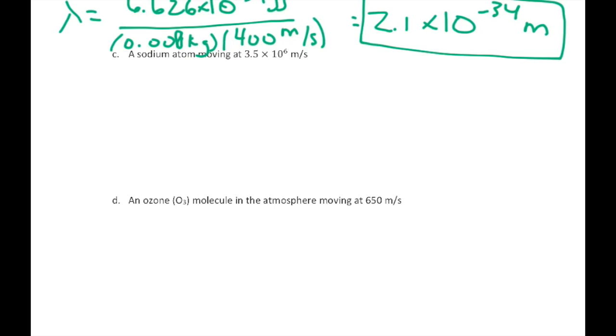Okay, the third one is a sodium atom. So this one's going to be a little bit different. We need to look up the molecular weight of sodium from the periodic table. So it is 23. Well, let's use the exact number, 22.99. Okay, so we need the mass of a single atom. So let's start with the molecular weight, 22.99 grams per mole.